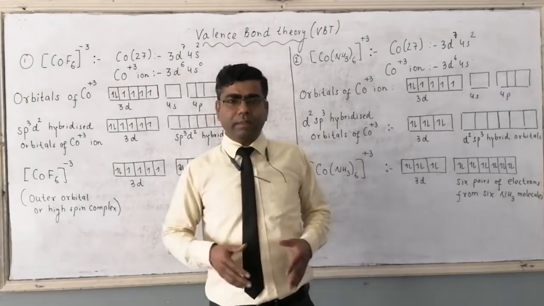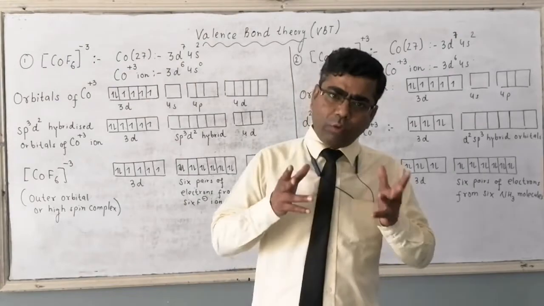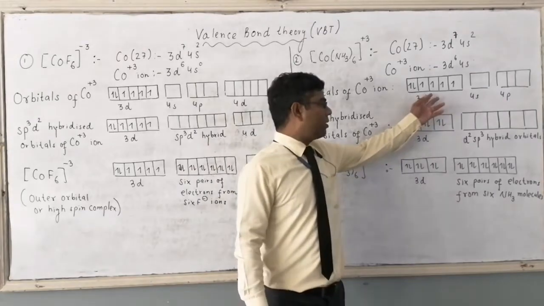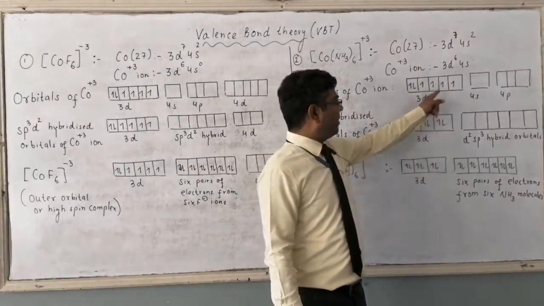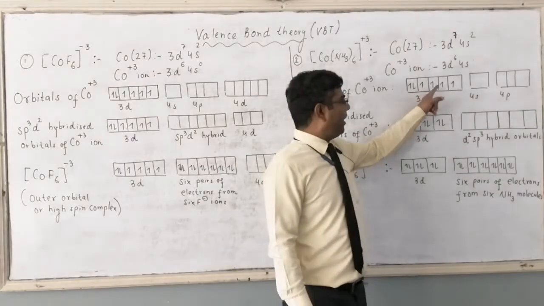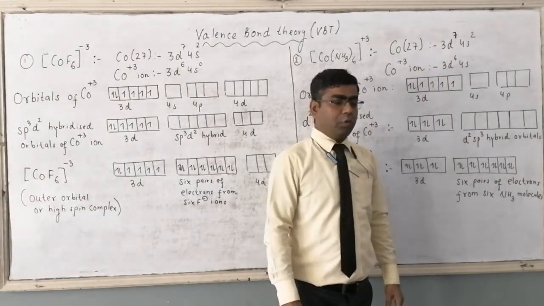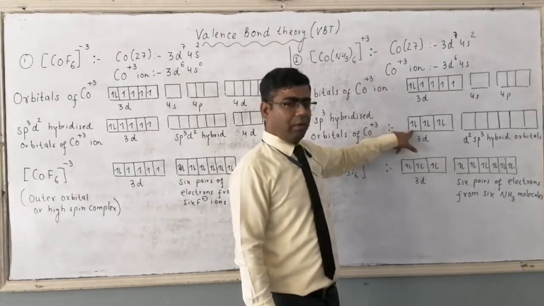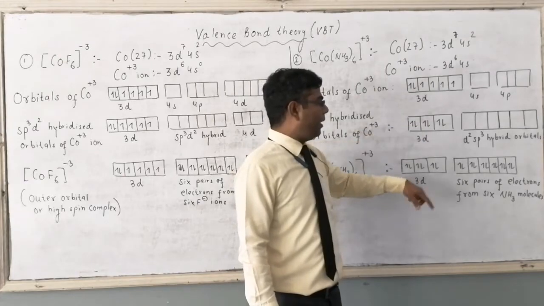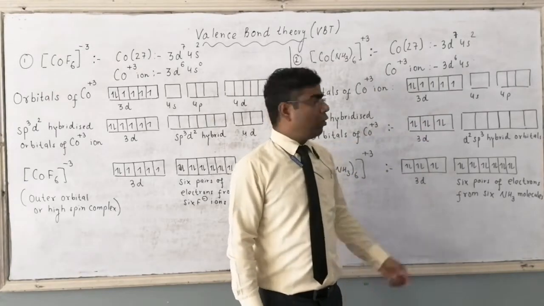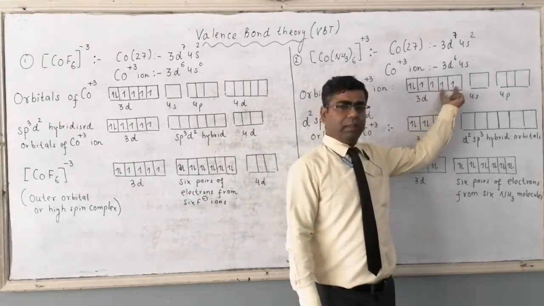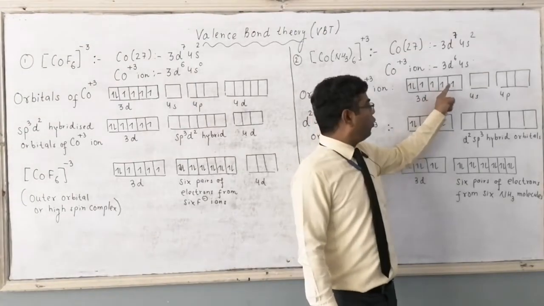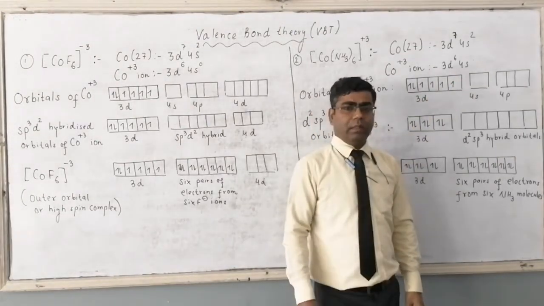So what is VBT saying? According to VBT, we will carry out pairing of electrons in 3d. So here this electron will be paired with this one, and this electron will be paired with this one. Now we get the electronic configuration with two paired in the first, two paired in the second, and two paired in the third. So here it will be vacant, because this electron is shifted here and this electron is shifted here, giving two vacant orbitals in 3d.